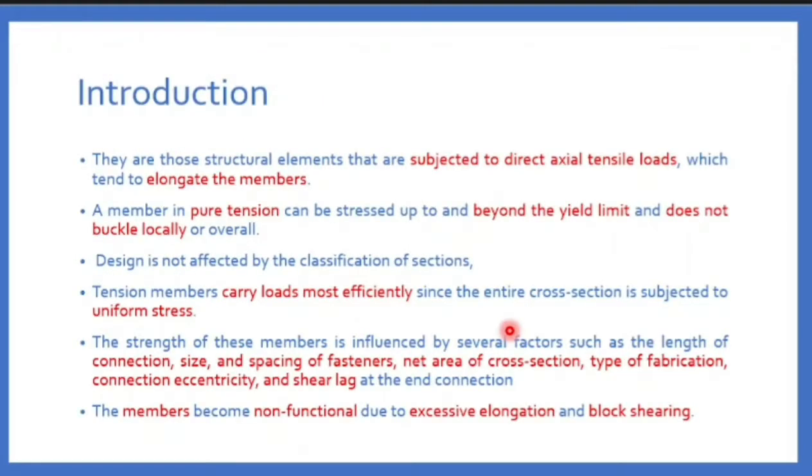Okay. The member is in pure tension. You will not be having any other force. What are the four types of force? Axial force, bending force, shear and torsion. In a tension member, you will be having only tension, that is axial force. In axial force, you have two components, axial tension and axial compression. So you will be having purely axial tension in this member. It can be stressed up to beyond the yield limit and does not buckle locally. So there is no point of buckling in the tension members, and the design is not affected by section classification.